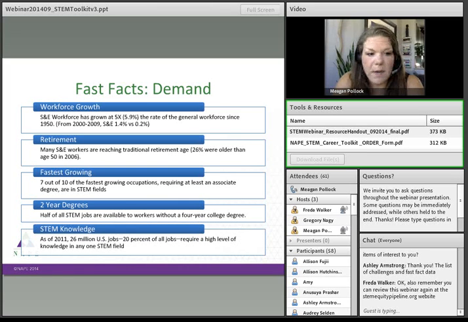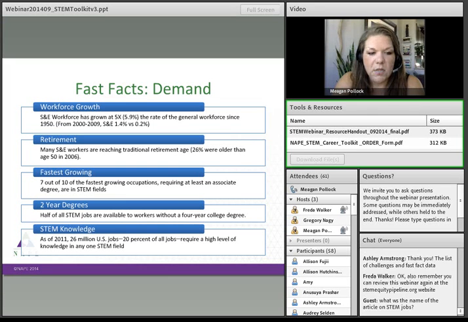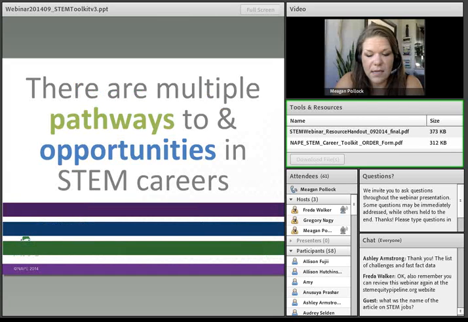The next thing is about STEM knowledge. It's not necessarily about STEM degrees or STEM careers, but just a bigger picture of how imperative it is for our students to be prepared and literate as far as it comes to STEM. So as of 2011, there are 26 million U.S. jobs. 20% of all jobs require a high level of knowledge in any one STEM field. So regardless of whether they choose to major in any kind of STEM discipline or choose a STEM career, it's really key that they have STEM skills to be competitive in the market moving forward. So that's a quick picture of the demand for STEM careers and to kind of frame the conversation. But let's dig in.